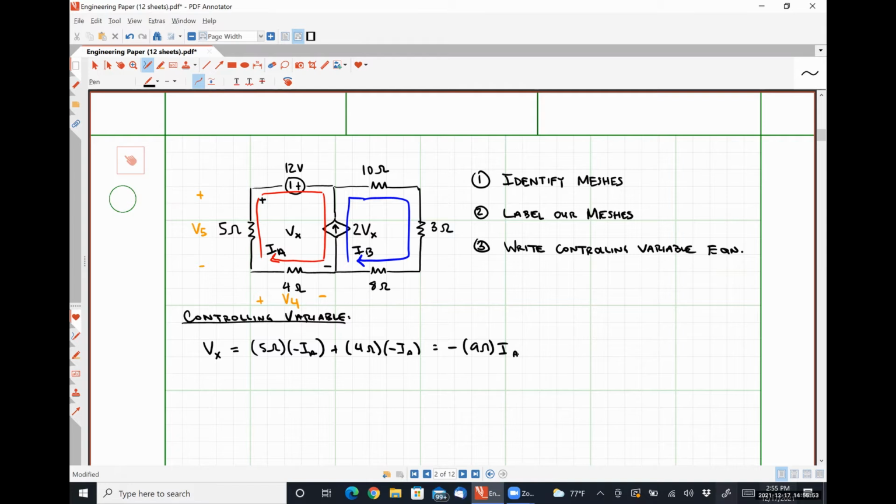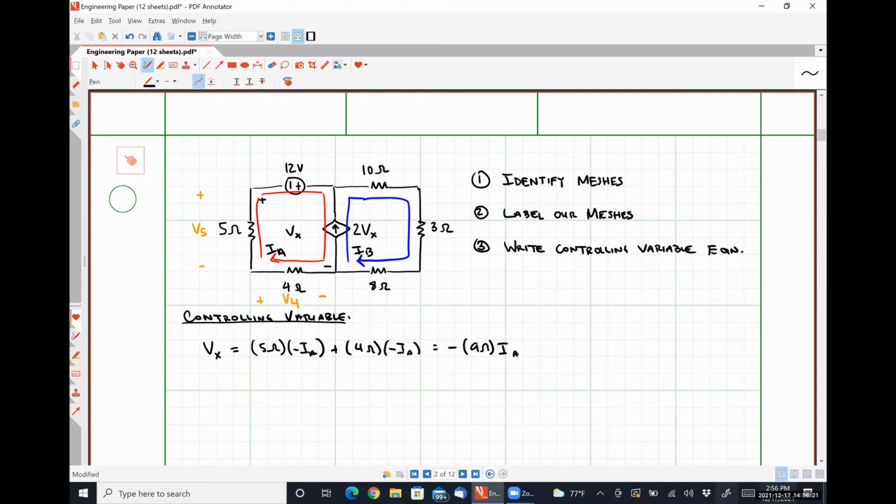So that's really about as difficult as I can make a controlling variable be. Something like that, where the simple application of Kirchhoff's voltage law will get you the value that you want. If it had been a controlling current, it would have just been some combination of the mesh currents.